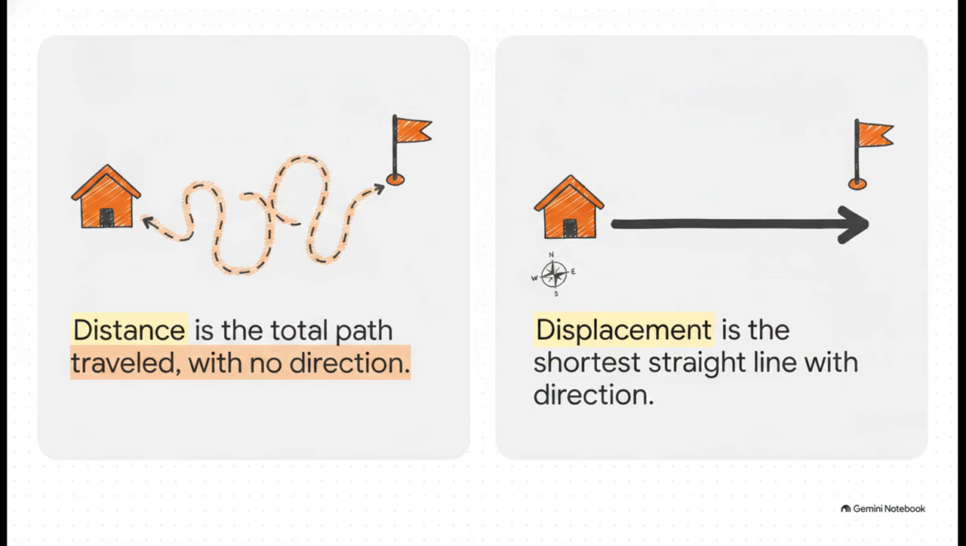Now, here's where it gets interesting. There's a crucial difference between two words we usually use interchangeably in everyday life, distance and displacement. But in physics, they are very different beasts. Distance is simply the total path you covered. It doesn't really care where you went, just how much ground you crossed. Displacement, on the other hand, is the shortest, straight-line path between your starting point and your ending point. And suddenly, boom, direction matters immensely.